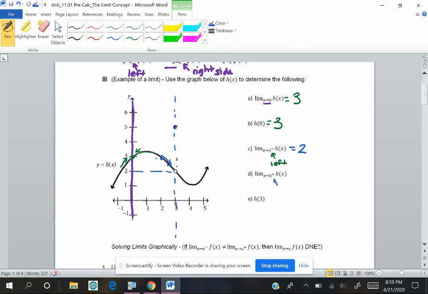Now it says limit as x approaches 3 from the right side. I hop on my graph to the right of 3, and I travel towards x equals 3. As I get closer and closer to it, it again is that same y value of 2. Will I ever reach the 2 though? No, I can never actually equal 2. So what is h of 3? Well, h of 3 is not 2 this time because there's a hole there.